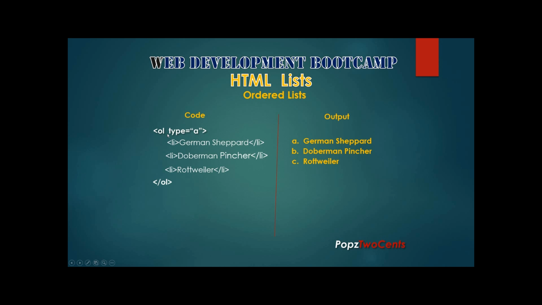You notice beginning with an opening OL tag, and closing with a closing OL tag, and setting the attribute to type equal A. If we take a look at the list items, we have a German Shepherd, a Doberman Pinscher, and a Rottweiler. And on the output, you can see how it's using A, B, C, and so forth: A, German Shepherd; B, a Doberman Pinscher; and C, a Rottweiler.